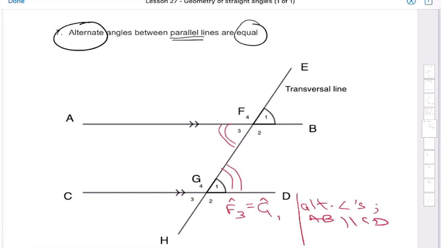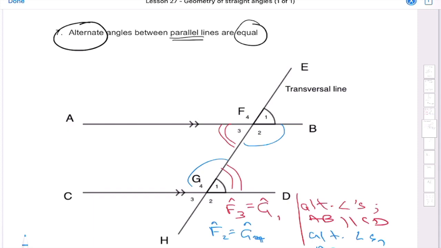The other one will be F2 and G4. So angle F2 is equal to angle G4. And what is the reason? Once again, those are alternate angles. And which lines are parallel? AB is parallel to CD.